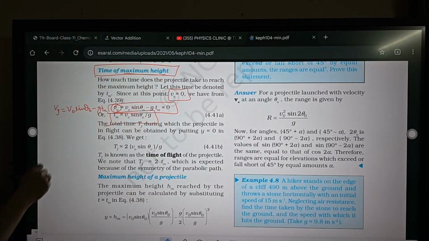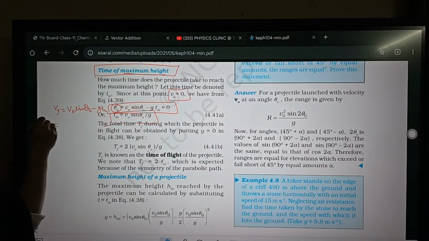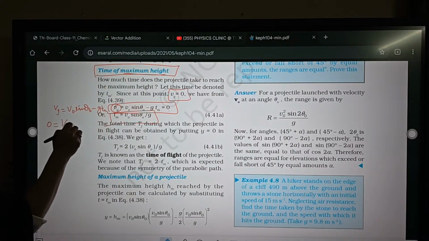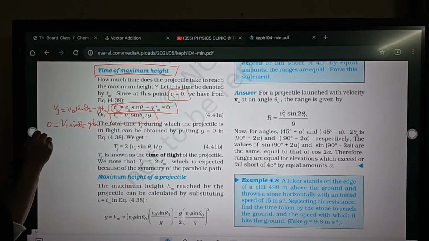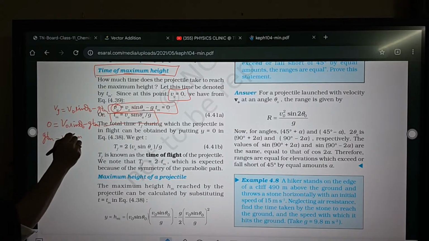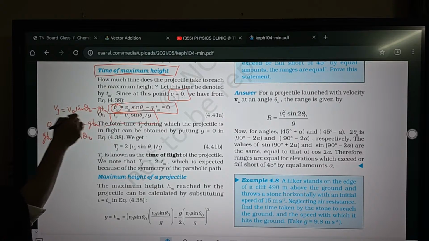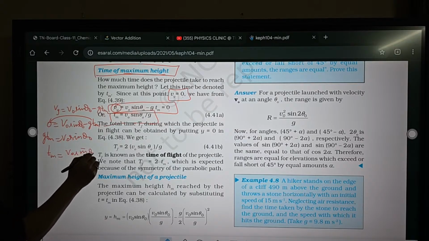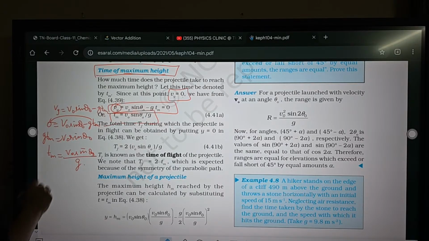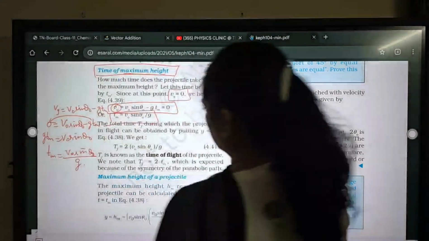So this is the equation of a velocity. Here you are putting maximum time. At the maximum height, Vy is 0. So 0 equals V naught sin theta naught minus g Tm. In order to find Tm, you can write it like this. Bring this g Tm to this side. So Tm, the time of maximum height, is equal to V naught sin theta naught by g. Is it clear? So that is the time of maximum height.